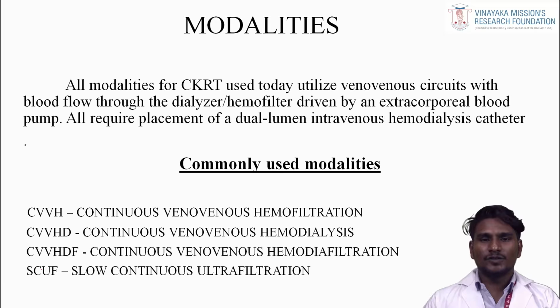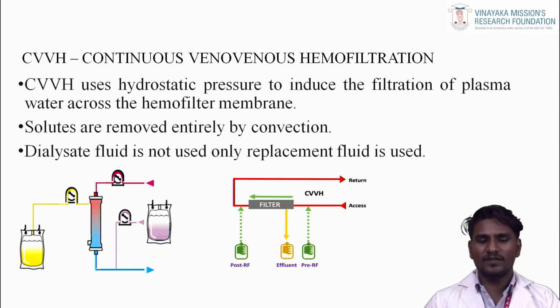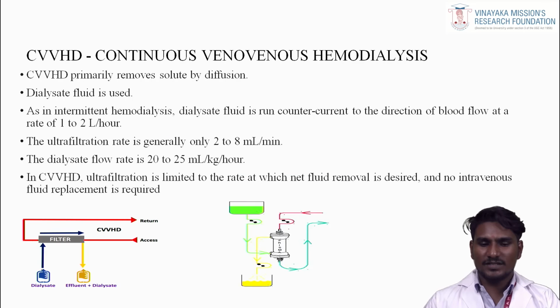Modalities of CRRT. The commonly used modalities are CVVH, continuous veno-venous hemofiltration; CVVHD, continuous veno-venous hemodialysis; CVVHDF, continuous veno-venous hemodiafiltration; and SCUF, slow continuous ultrafiltration. So we see the topics of the modalities one by one. CVVH, continuous veno-venous hemofiltration, uses hydrostatic pressure to induce the filtration of plasma water across the hemofilter. Solutes are removed entirely by convection. So dialysis fluid is not used, only replacement fluids are used. The replacement fluids are used to replace the body fluids of the patients.